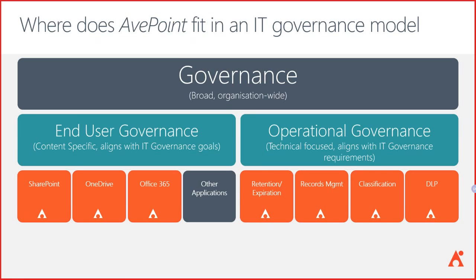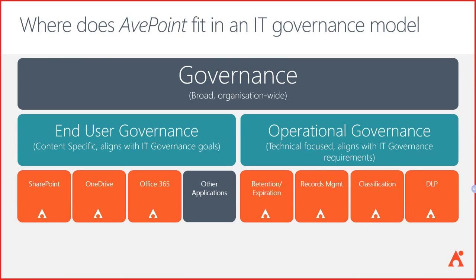Within there, you've got your operational governance and your end user governance. Your operational governance is quite technically focused. It would be things like how long content is retained for in regards to backups, what the performance of the network is like, and what other SLAs we as an IT department are being held accountable to. Also classification of content, records management, data loss prevention, things like that.